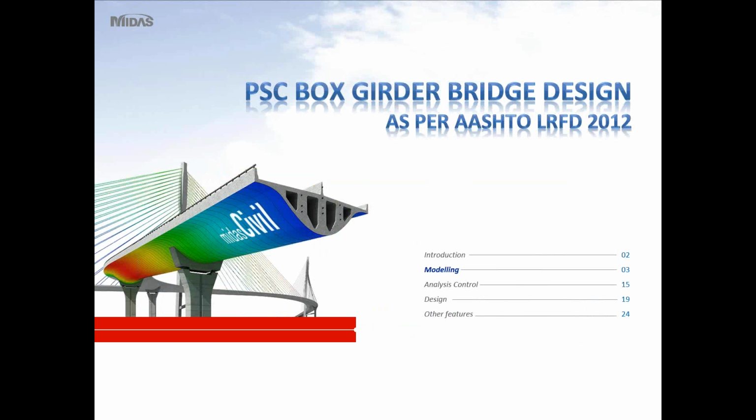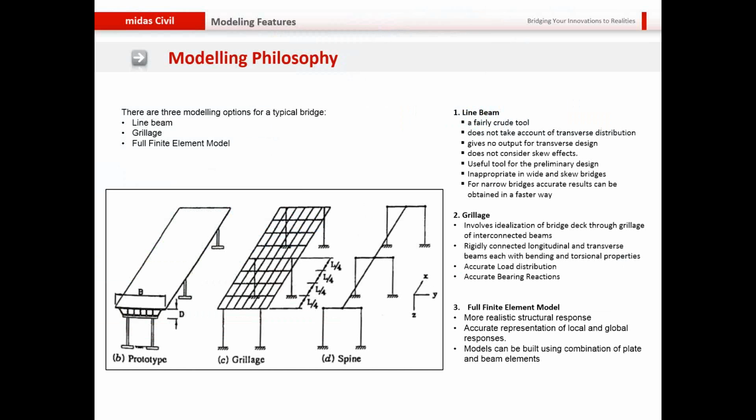Now, let's discuss the modeling philosophy as well as the features. Whenever we need to design a bridge, we need to first idealize the structure of the bridge. Let's say we have a structure like this. So we need to idealize the structure. For the idealization of the structure, we have various options available. We can idealize the bridge as a line beam model, a grillage model, or a full finite element model. Let's discuss some pros and cons of all these three models.